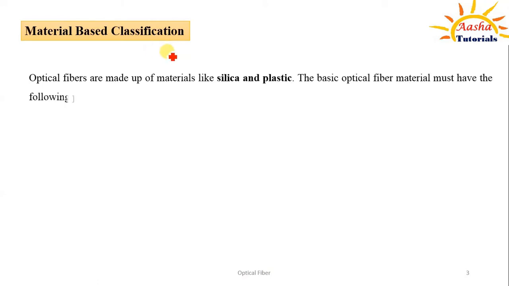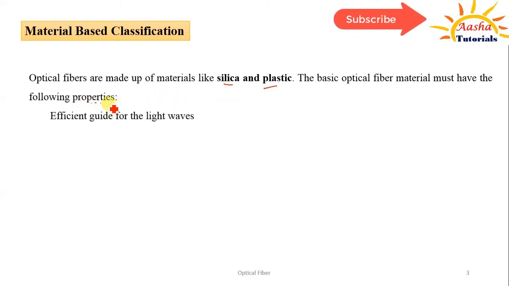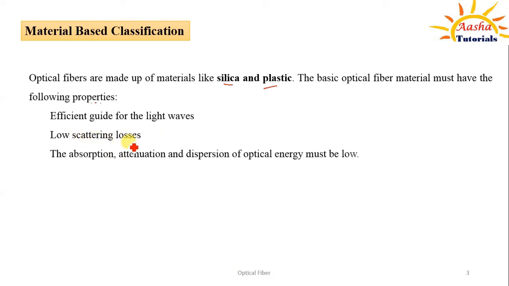First of all, we'll discuss how these optical fibers are classified based on material. The materials that are used for making optical fibers are generally silica or plastic, that is glass or plastic. And the material we choose to make the optical fiber should possess certain important properties. What are those? They should be an efficient guide for the light waves. Then they must possess low scattering losses. And the absorption, attenuation and dispersion of optical energy must be low, so that the performance of the optical fiber will be much better.